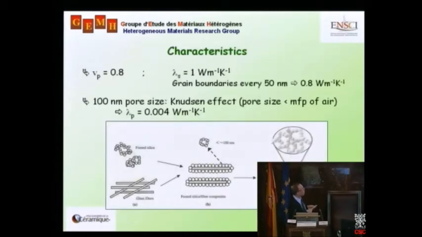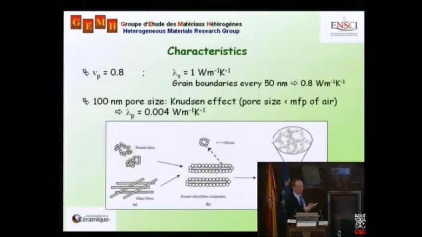Well, let me not go too fast here. The first thing is that in this material, the overall pore volume fraction is about 80%. If I assume it's made out of very fine silica particles, so let's say silica has a value of about 1 watt per meter per Kelvin, and that there are grain boundaries, because the grain size is about 50 nanometers, every 50 nanometers. Well, this, using our previous expression, is sufficient to reduce the thermal conductivity to a value of about 0.8.